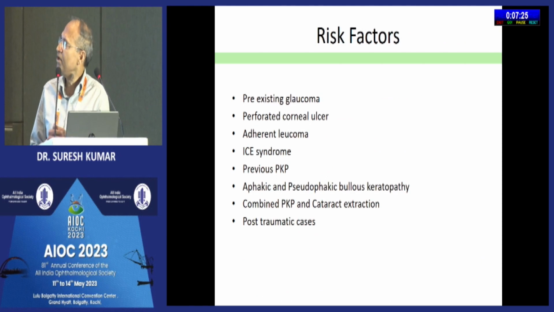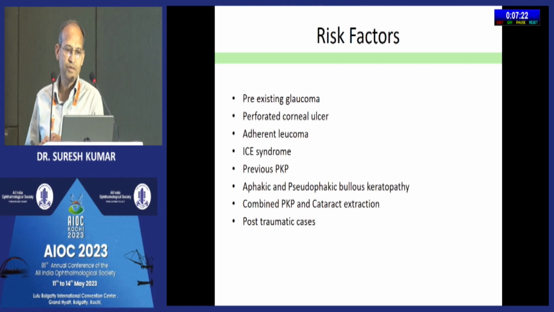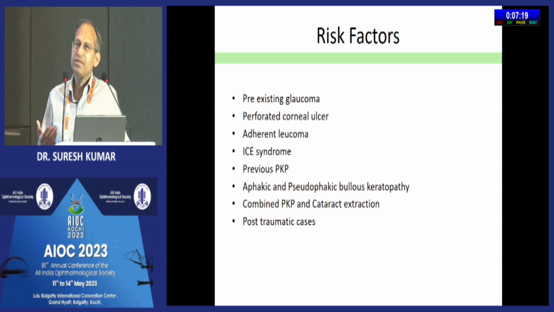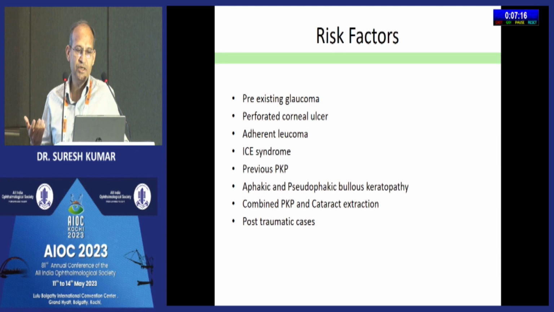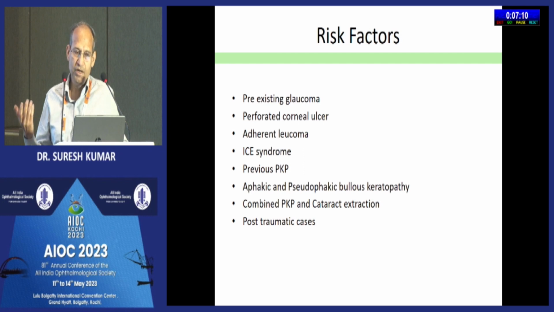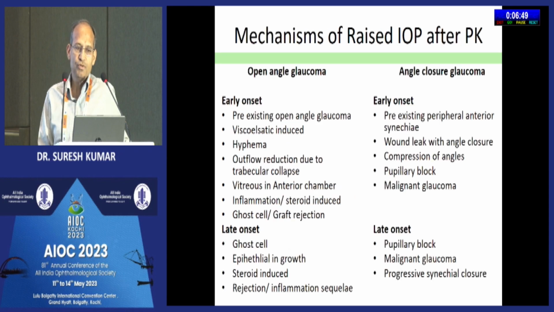The risk factors for post-penetrating keratoplasty glaucoma are having any form of pre-existing glaucoma, maybe POAG, PACG, or any rise in pressure because of a perforated corneal ulcer and adherent leucoma, ICE syndrome, or the patient has undergone keratoplasty in the past, or has undergone keratoplasty for pseudophakic corneal edema, or cataract surgery is done as part of keratoplasty, or the patient has trauma. All these eyes are more predisposed to post-penetrating keratoplasty glaucoma. The mechanism can be open angle or angle closure, but in most patients it's a combined mechanism.